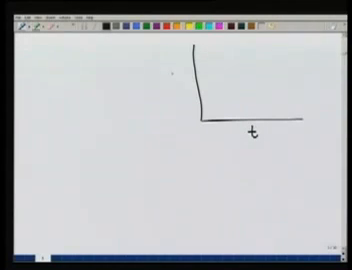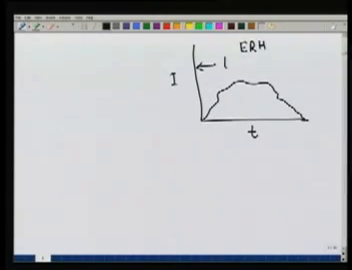Let's say this is the ERH, and the ERH may look like this. The total duration of rain, let's say, is T0.